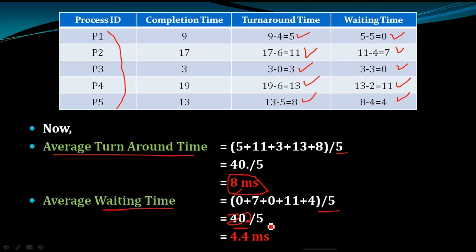So this is how we can calculate if the processes arrive at different times. All processes are not arriving at the same time. So if processes arrive at different times, we have to prepare such a Gantt chart so that we can calculate the waiting time, completion time, turnaround time, and also the average turnaround time and average waiting time of all the processes.